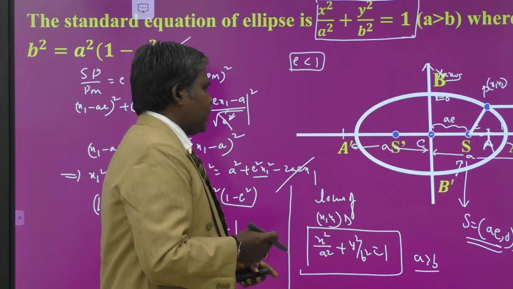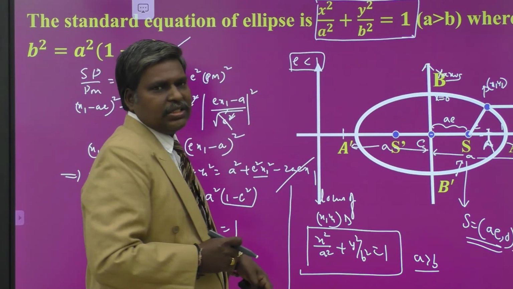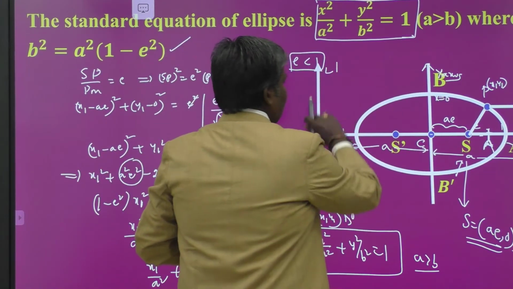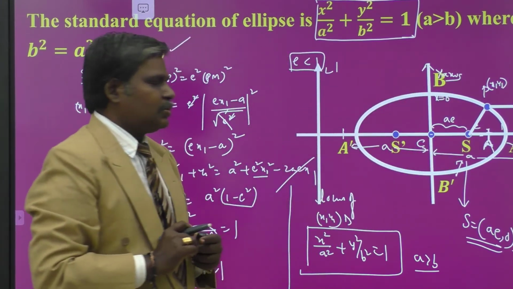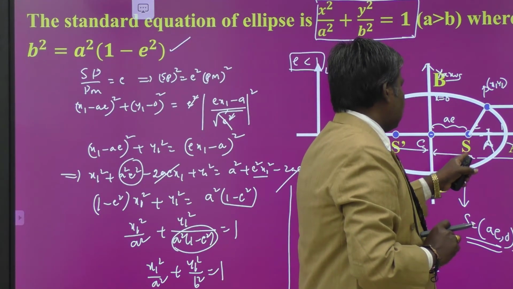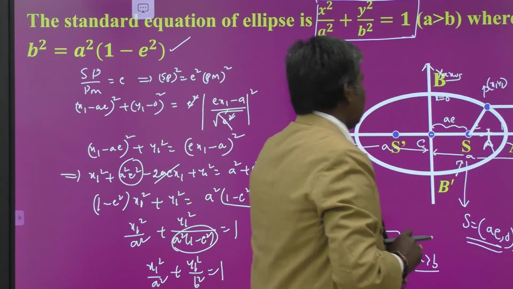Why it exists we will discuss now. This is the other directrix. There exists another directrix to this ellipse also. This is L dash. This is the entire diagram of the ellipse. So what is the focus? S is nothing but ae comma 0 and L is ex minus a equal to 0.